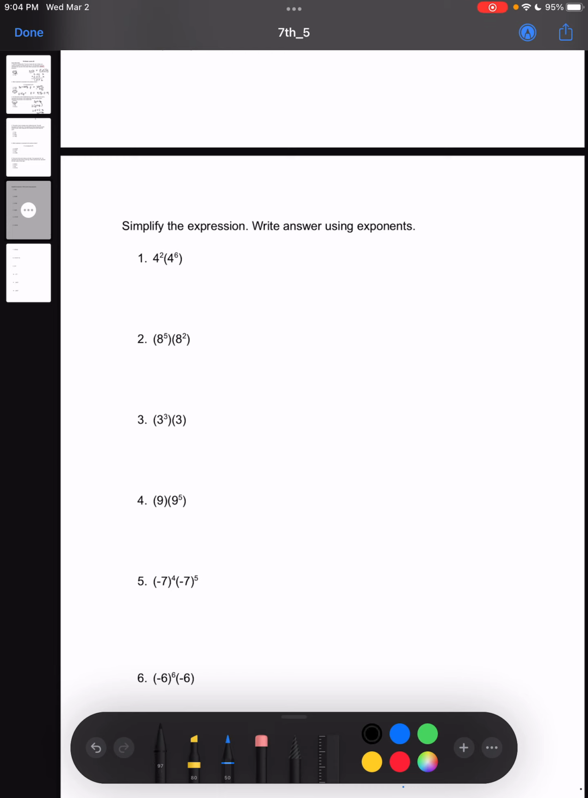So taking a look at these, we have 4 to the 2 multiplied by 4 to the 6. All we need to do is add these two exponents together because we have the same base number. That means we can do this. So 2 plus 6 is 8, giving us 4 to the 8.